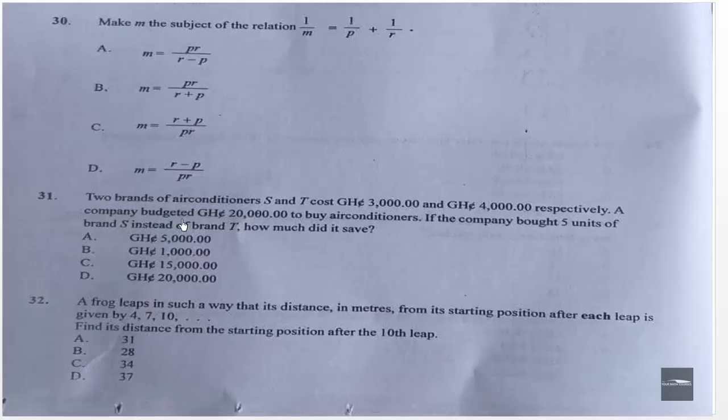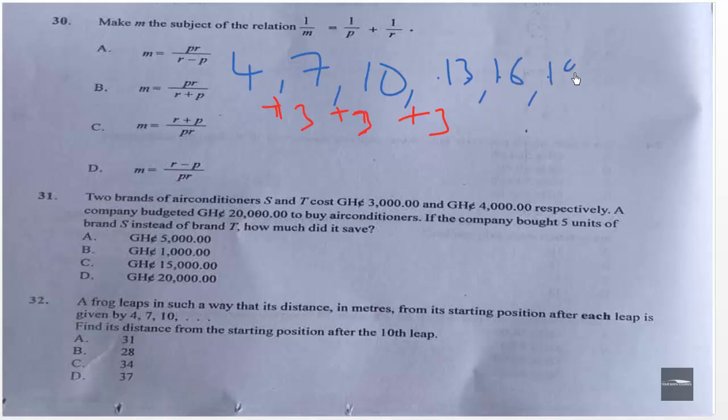The frog leaps in such a way that its distance in meters from its starting position after each leap is given by 4, 7, 10. So we have to find its distance from the starting position after the 10th leap. So we realize that the difference is 3, 3. So we keep adding 3 until we get to the 10th leap. So now we have 1, 2, 3, 4, 5, 6, 7, 8, 9, 10.